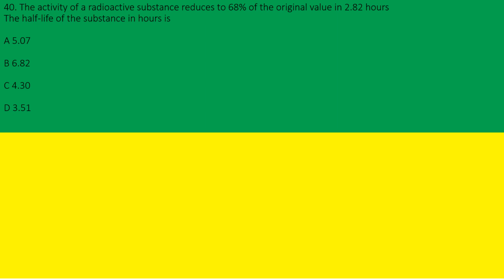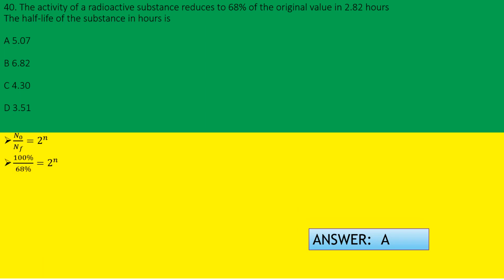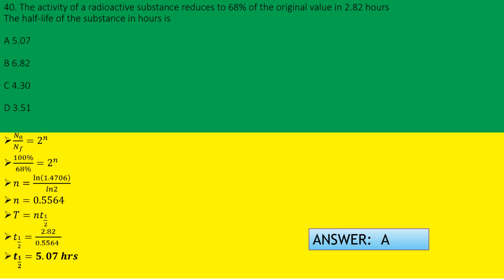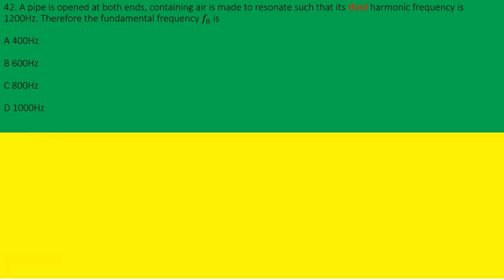The activity of a radioactive isotope and all of that. All right, so the answer is A here. But N0 over N is 2 to the power n. So N0 is actually 100% and our N is 68%, because it reduces to 68%. So we have n to be ln of this, because if you take the ratio and then take ln on both sides, you have n to be ln of that over ln 2, which gives us that. So you now use the second equation, which is t equals n t half. So our t half now becomes the total time, which is 2.822 hours, divided by our n, which is that, and our t half is 5.07.